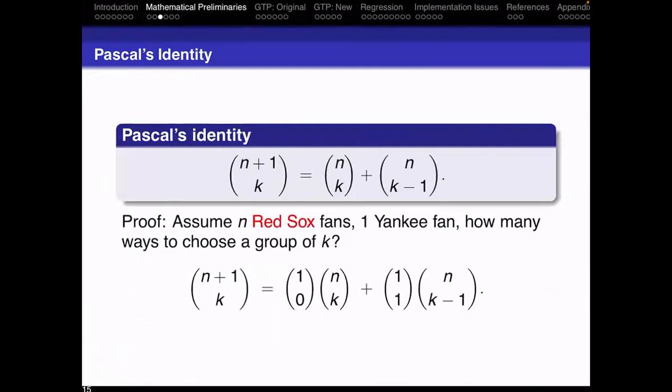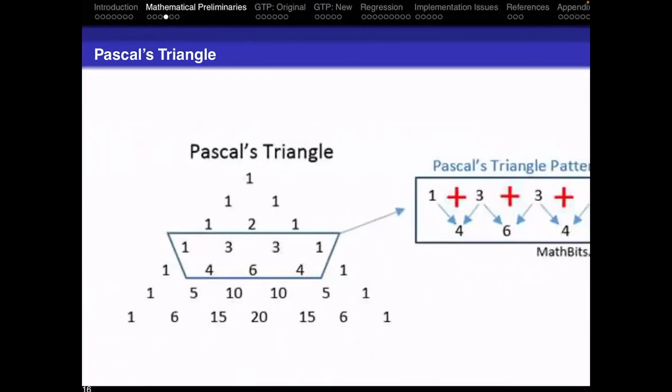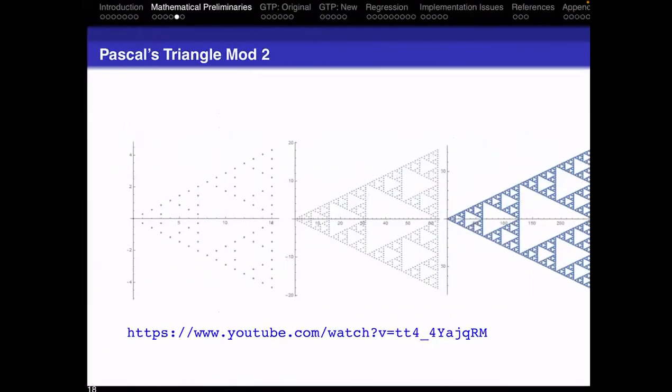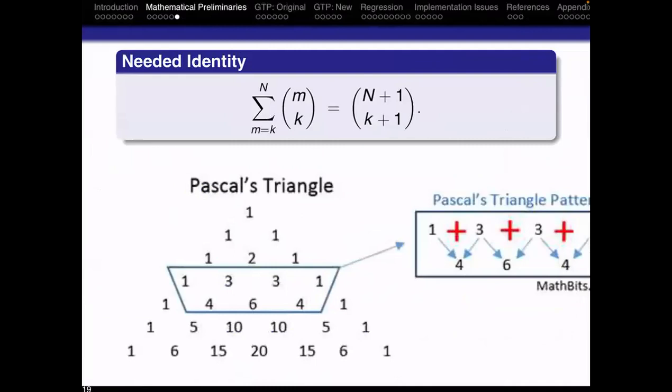The new identity, I'm not going to go through the proof. I'll skip these slides. The new identity we need is that the sum of n choose k from n equals k to big N is N plus 1 choose k plus 1. So this is basically saying if I go down a diagonal, 1 plus 2 plus 3 plus 4 is 10, which is the next number to the right in the row below.